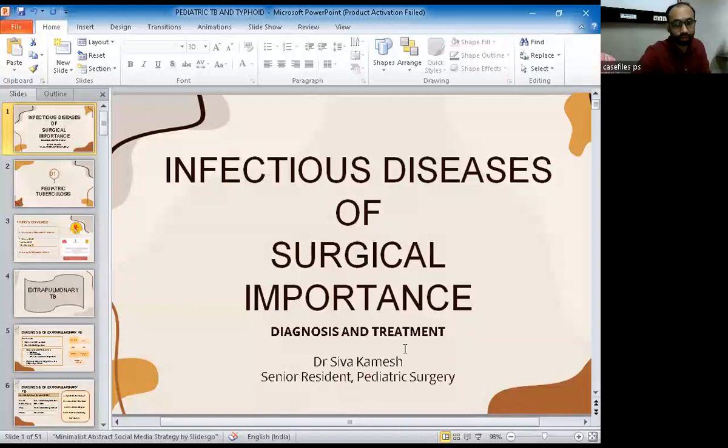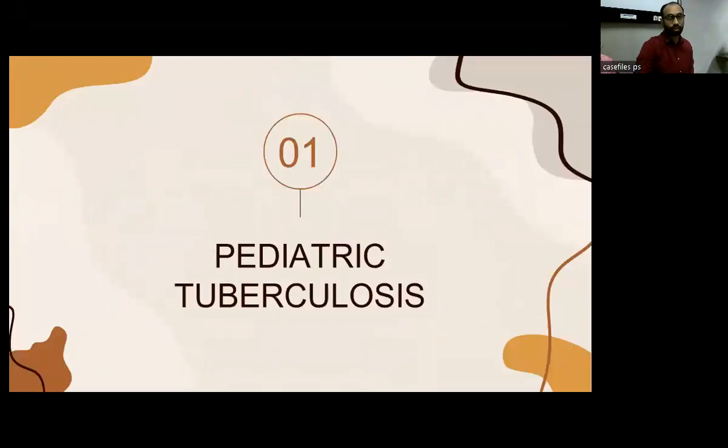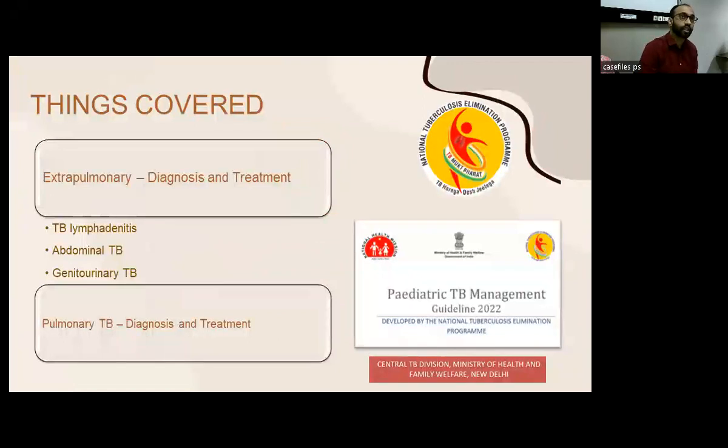We'll now move on to the diagnosis and treatment of these two diseases. So we look at pediatric tuberculosis first. Here we primarily cover extrapulmonary tuberculosis, which includes TB lymphadenitis, abdominal TB, and genitourinary TB. We'll add a short note on the diagnosis and treatment of pulmonary tuberculosis as well. The guidelines for pediatric TB management were published by the Central TB Division, and these were developed by the National Tuberculosis Elimination Program, and the management of tuberculosis is under these guidelines.